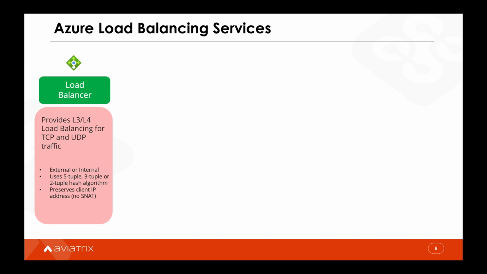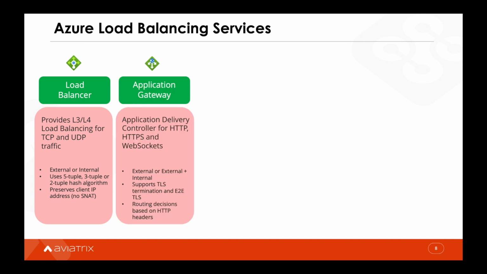It's important to note that Azure Load Balancer is not a reverse proxy. It only performs destination NAT for traffic destined to the backends and source NAT for return traffic from the backends. This allows it to preserve the client IP address. On the other hand, it doesn't support advanced features like TLS termination.